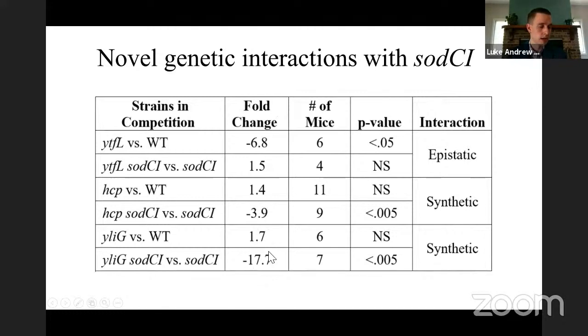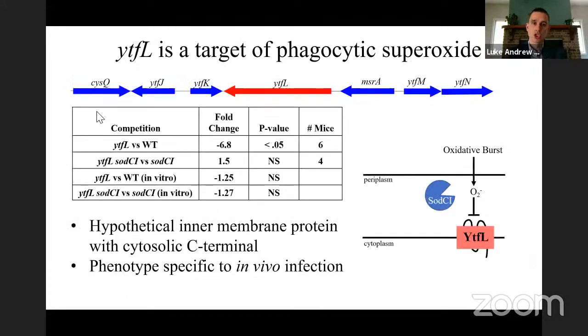And so in the interest of time, for the purpose of today's talk, I'm just going to focus on YTFL. I think that's our most interesting result thus far and has a lot of exciting data to move forward with in the lab. On the top here, I'm showing you the genetic locus of YTFL. It sits nearby some other YTF genes, including YTFJ, YTFK, and is downstream of MSRA, methionine sulfoxide reductase.